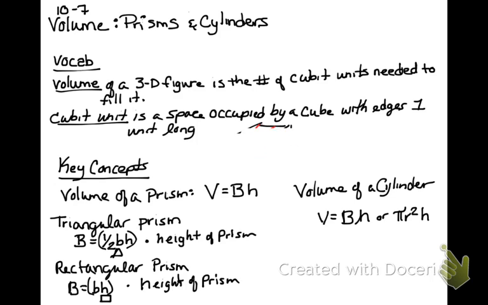rectangular prism looks like. All right, so some key concepts you need to know. The key concept of volume of a prism is V equals BH. Now this capital B means the area of the base, and the height is the height of the figure.